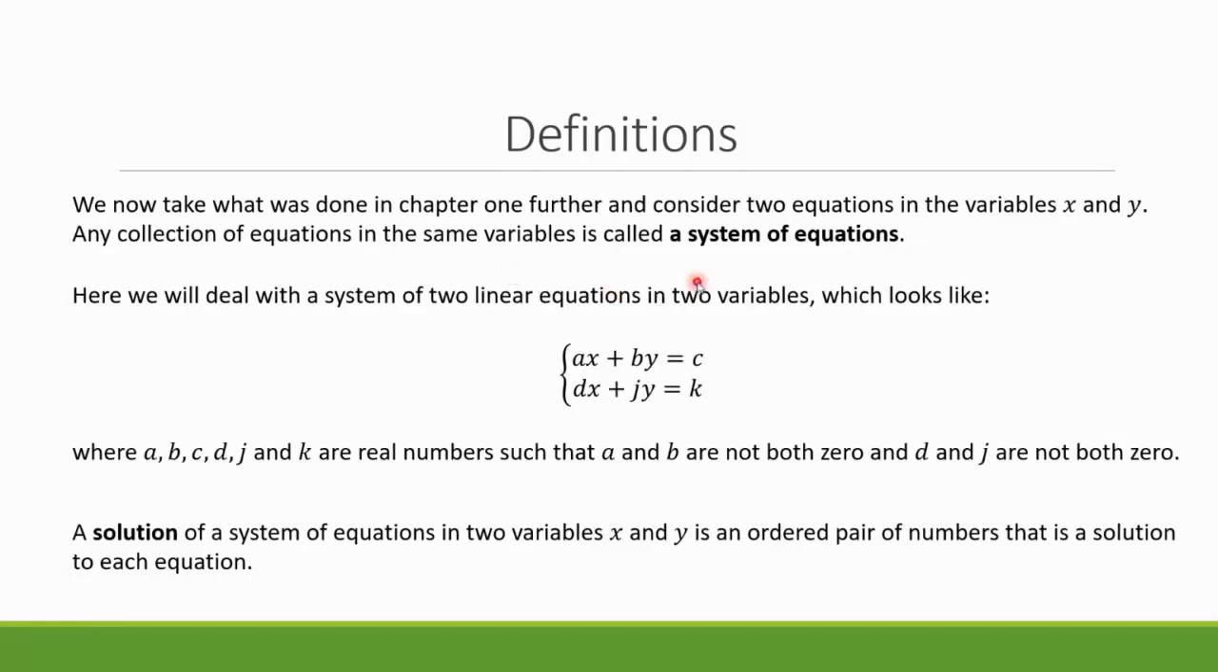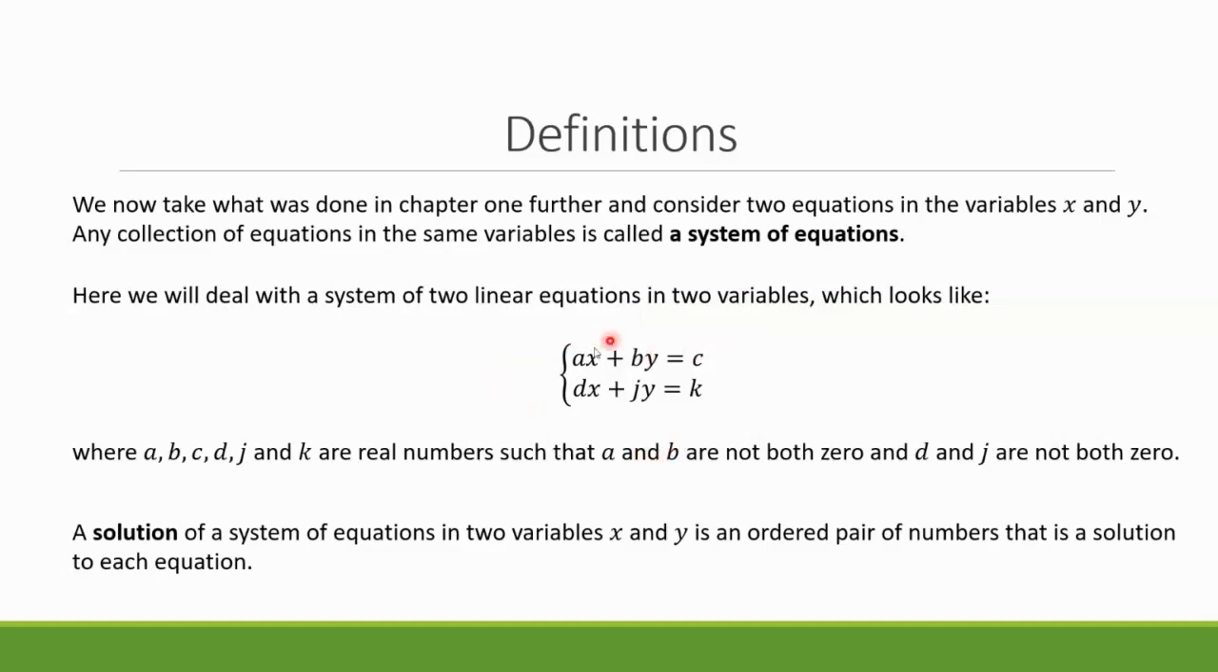And this is some vocabulary. Any collection of equations in the same variables is called a system of equations. So you have a collection of equations, and they have to be in the same variables. So they have to be both in x and y or whatever variables. But again, what we're going to deal with is systems of 2 linear equations in 2 variables. That's going to look like this.